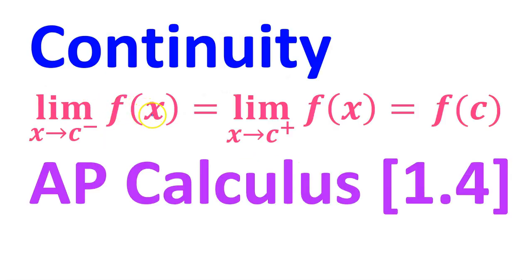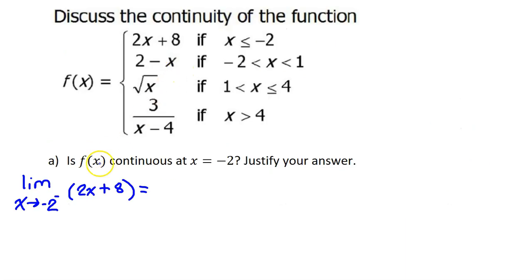Remember, f of x is continuous at x equals c if and only if the limit as x approaches c from the left of f of x is equal to the limit as x approaches c from the right of f of x, which is equal to the value of f at c. As x approaches -2 from the left, the 2x plus 8 piece applies. So we begin by finding the limit as x approaches -2 from the left of 2x plus 8. We can find this by direct substitution. So that'll be 2 times -2 plus 8. That's -4 plus 8, which is 4.